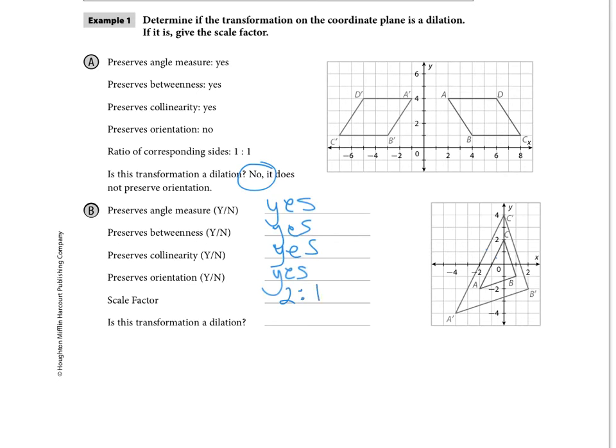And then the final question: is this transformation a dilation? Well, if we look at our questions, we have not gotten a no, so we are saying yes, this one is a dilation. All right, let's look at the next page.